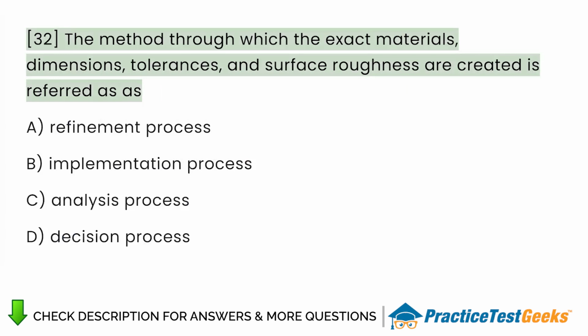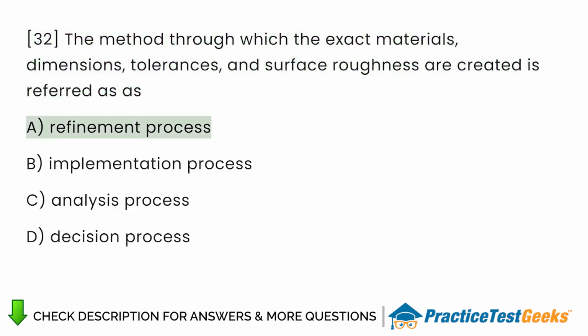The method through which the exact materials, dimensions, tolerances, and surface roughness are created is referred to as A. Refinement process. B. Implementation process. C. Analysis process. D. Decision process.